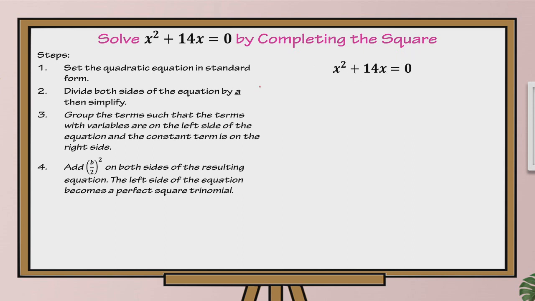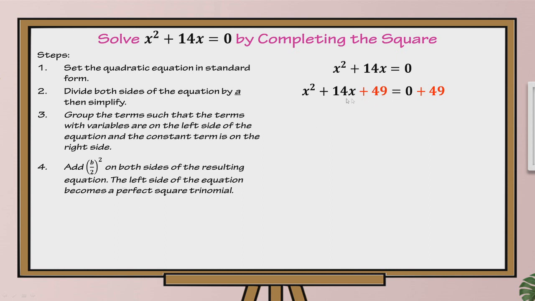Ang gagawin lang natin is to again use the formula b over 2 squared. So, yung b natin is obviously positive 14. So, we have 14 divided by 2 and then squared. And the result of 14 divided by 2 is 7 squared. 7 squared is 49. Kaya naman, we will add 49 to both sides of our equation. And so the resulting equation is x squared plus 14x plus 49 equals 0 plus 49.